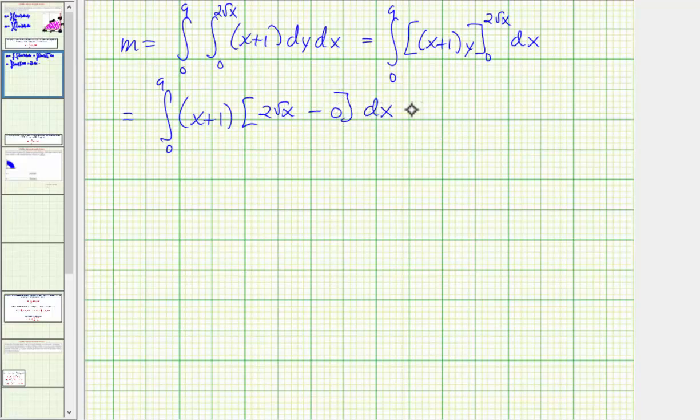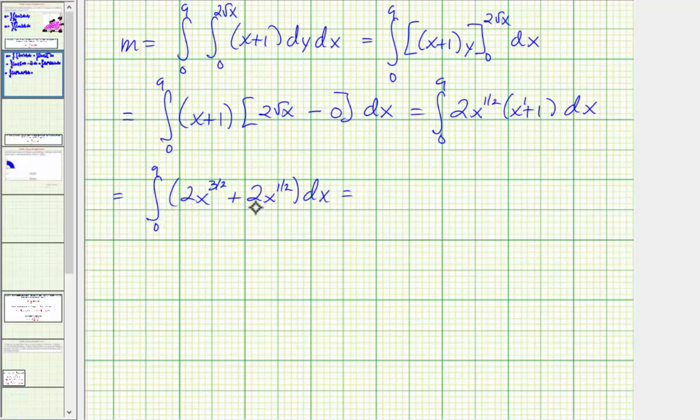Let's go ahead and write this as the integral from 0 to 9 of, let's write square root of x as x to the 1/2. So we have 2x to the 1/2 times the quantity x plus 1 as the integrand function. Let's go and distribute here. This is x to the first. So we have the integral from 0 to 9 of, we'd have 2x to the 1/2 plus 1 is 3/2, so 2x to the 3/2 plus 2x to the 1/2.